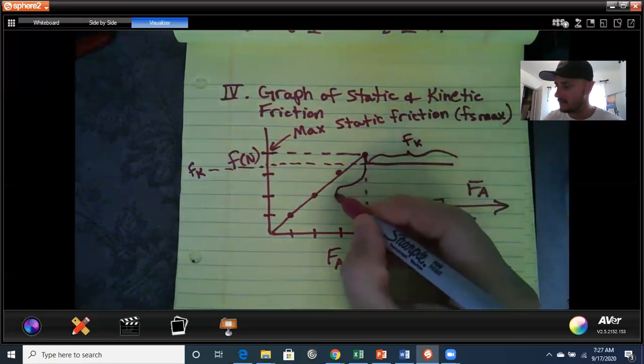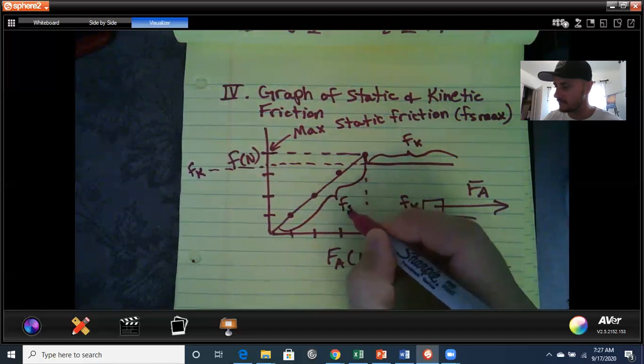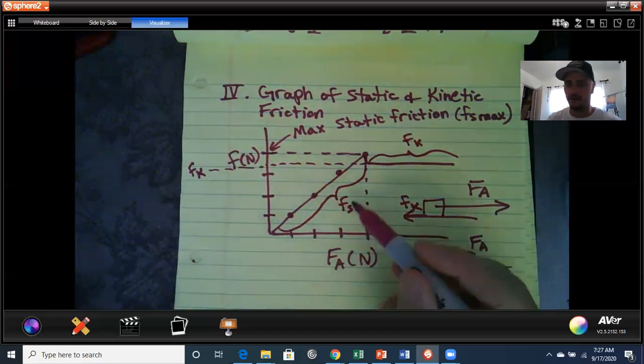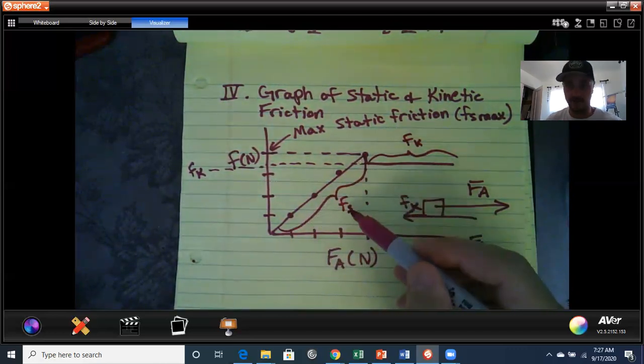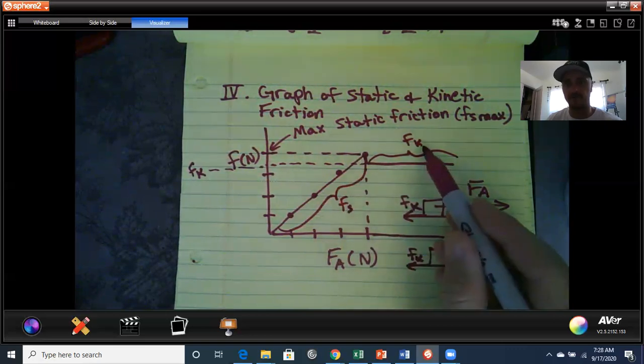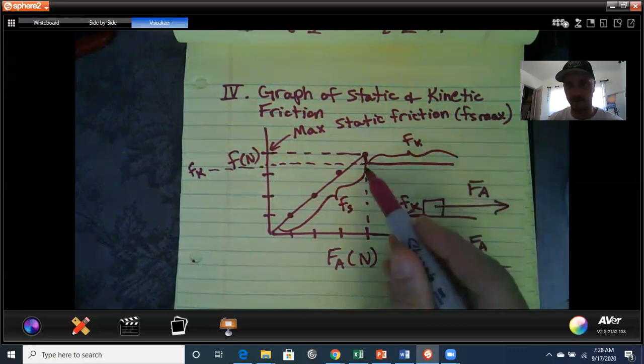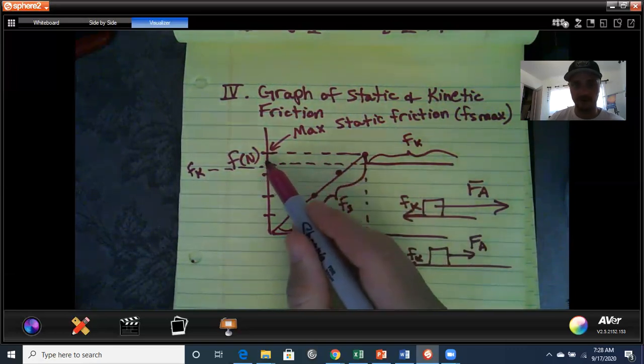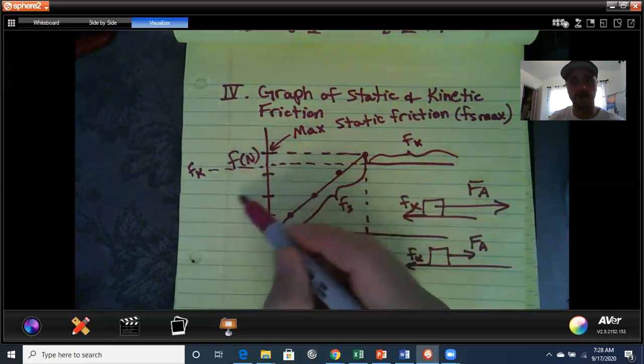These values, all static friction. All of this part of the graph is associated with static friction. All of this part of the graph is associated with kinetic friction. To find the values of those frictions, you have to look at the y-axis though, right? Because that's where your friction is.